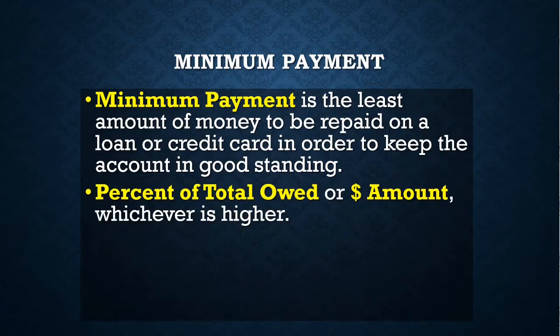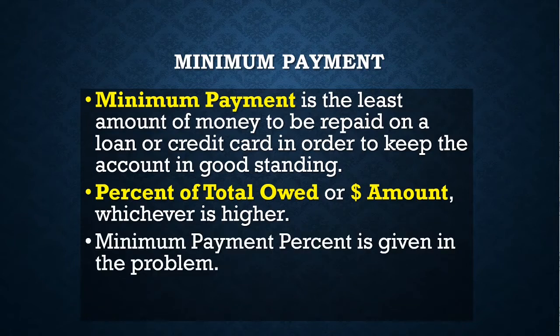When we talk about minimum payment, it's based on two options: a percent of the total amount owed or a dollar amount, and it's whichever is higher. So it may say something like you need to pay 2% of the total amount owed or $20, whichever is higher.